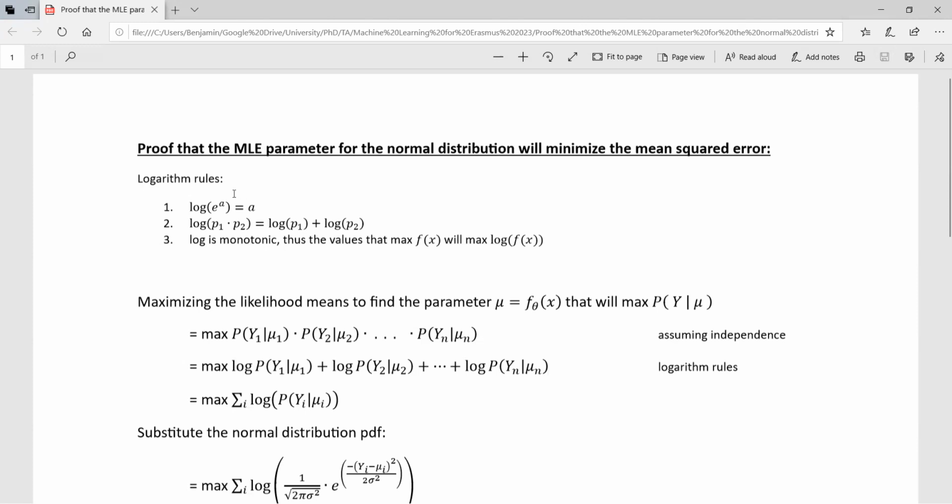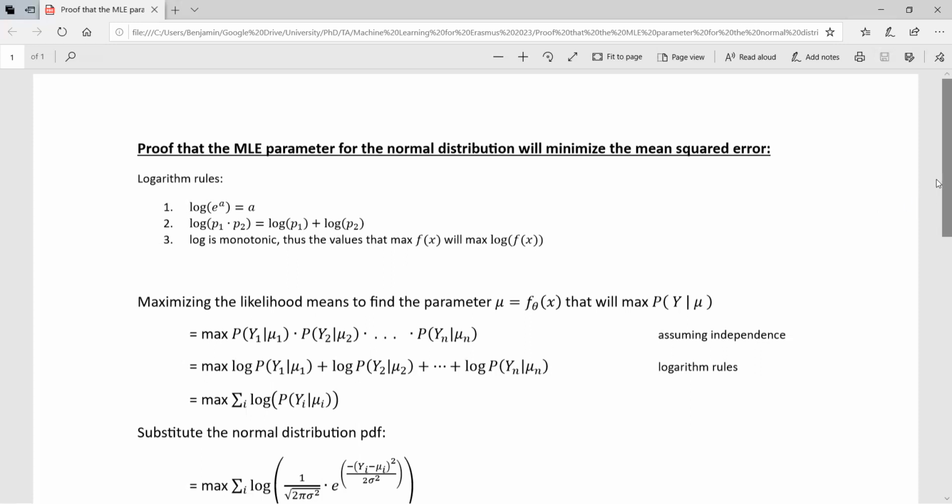Going through the proof. Logarithm rules: we all know that the log of e to the power of something, this is the natural logarithm, equals that something, right? We know this. Log of 2 values multiplied, P1 times P2, equals the sum of their logs, log of P1 plus log of P2. And log is monotonic, so the values that maximize f of x, some function, will also maximize log f of x. So you can take your loss function and multiply it by any monotonic function, and the same parameters will maximize it.